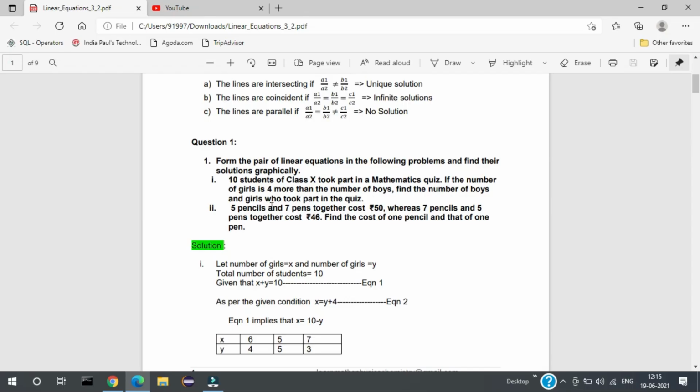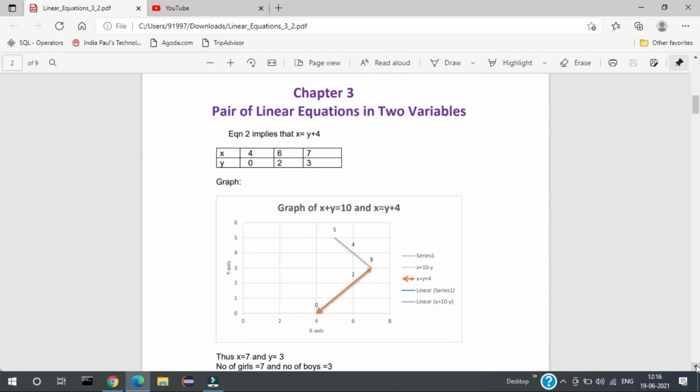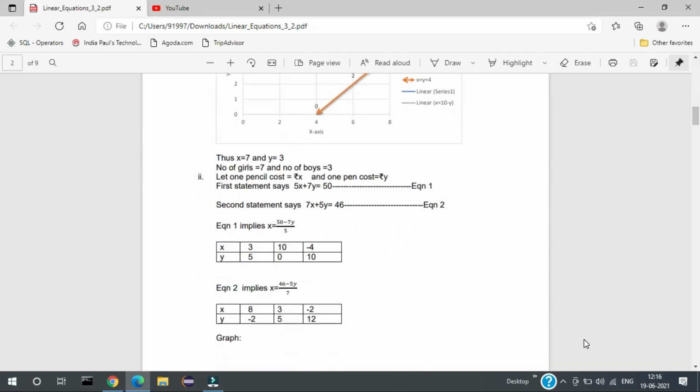5 pencils and 7 pens together cost 50 rupees, whereas 7 pencils and 5 pens together cost 46. Find the cost of one pencil and that of one pen. So here in the second question, what is given? Suppose we had taken one pencil cost equals x and one pen cost equals y.